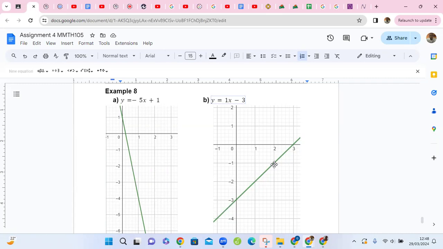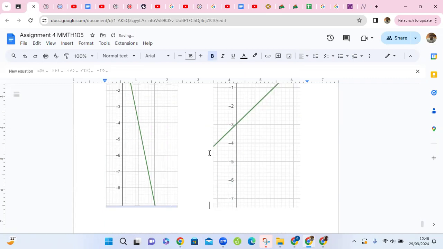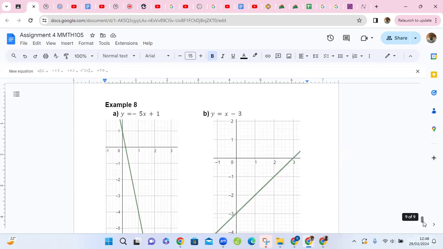If the gradient is 1, you don't have to write the 1. If you don't see any coefficient in front of x, there's an invisible 1 in front of the x. So the equation can remain that way: y is equal to x minus 3. Or y is equal to 1x minus 3. The gradient is 1, and the y-intercept is negative 3.